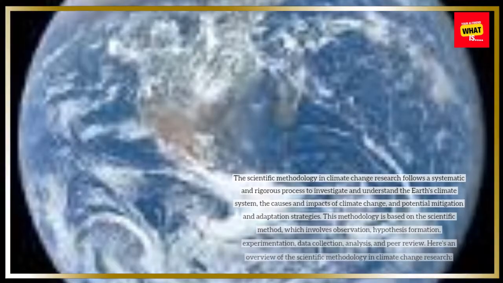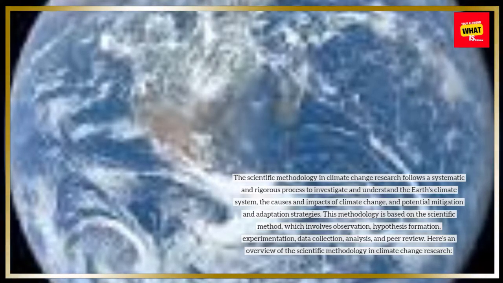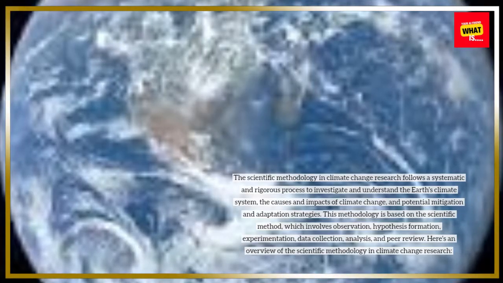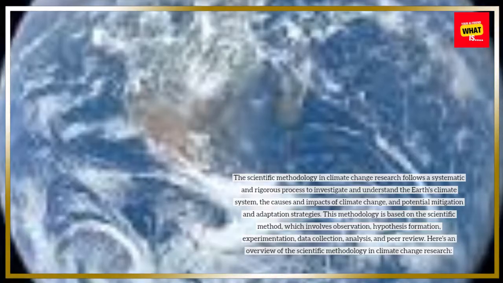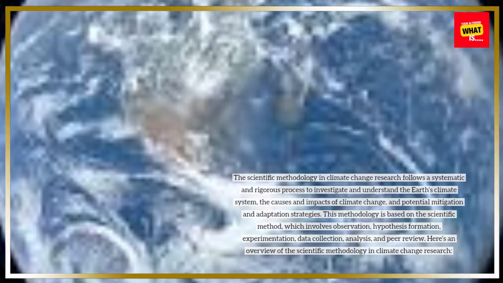The scientific methodology in climate change research follows a systematic and rigorous process to investigate and understand the Earth's climate system, the causes and impacts of climate change, and potential mitigation and adaptation strategies. This methodology is based on the scientific method, which involves observation, hypothesis formation, experimentation, data collection, analysis, and peer review. Here's an overview of the scientific methodology in climate change research.